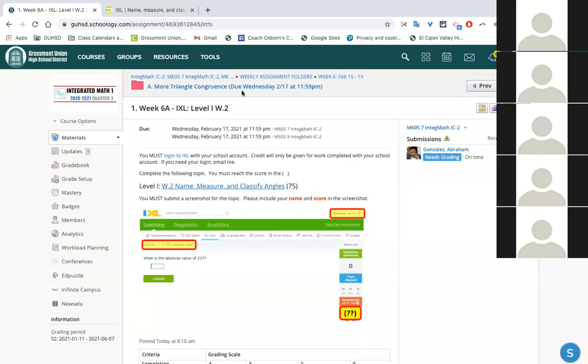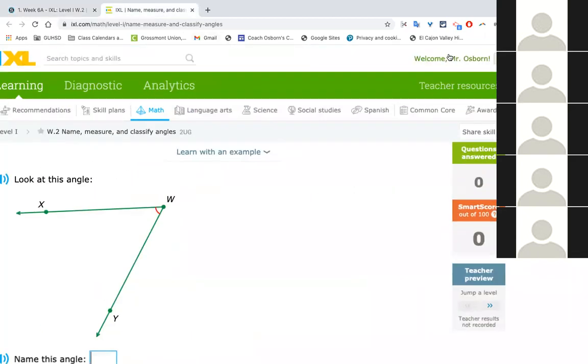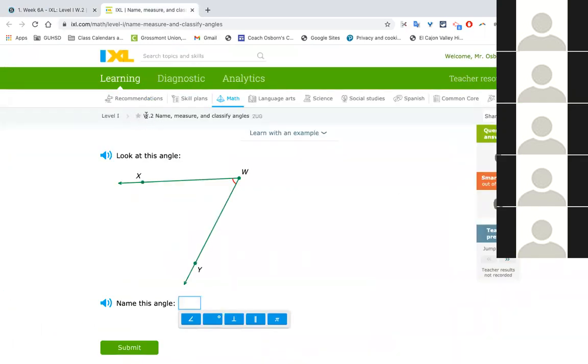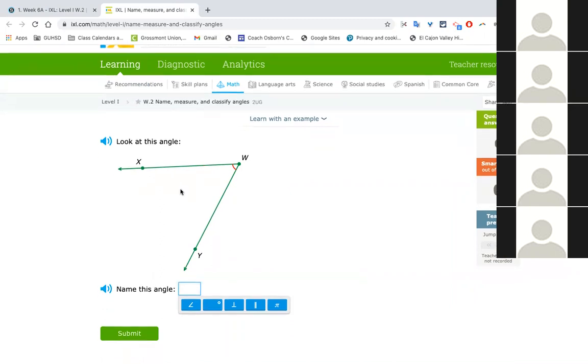Okay, so this is the first IXL assignment, level I, W2. It's called Name, Measure, and Classify Angles. Okay, so again, always make sure you're signed in. You should see your name up there before you start. Make sure it matches the same name here.